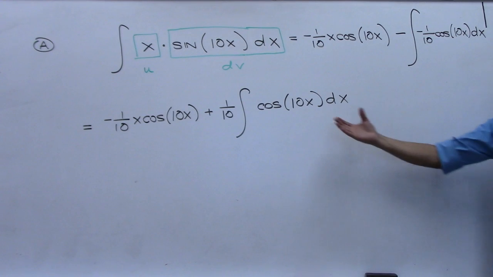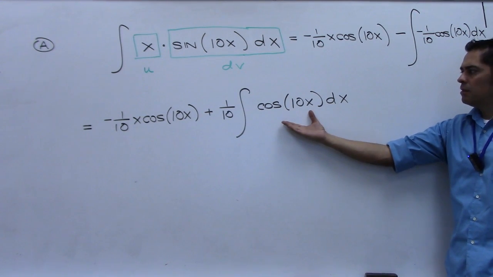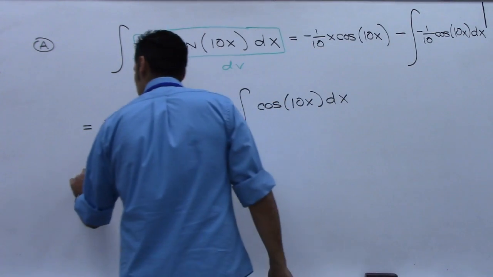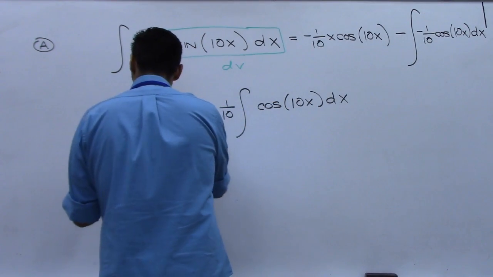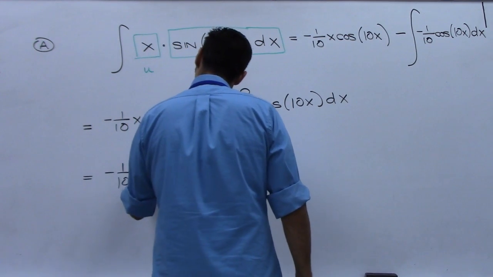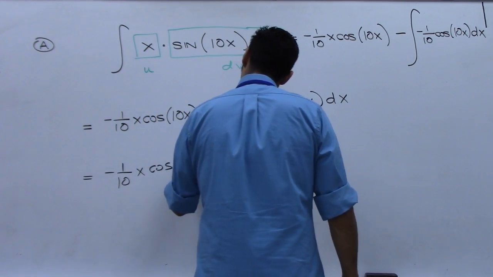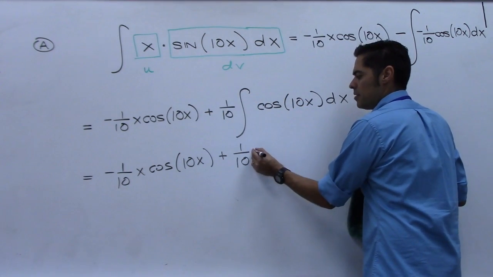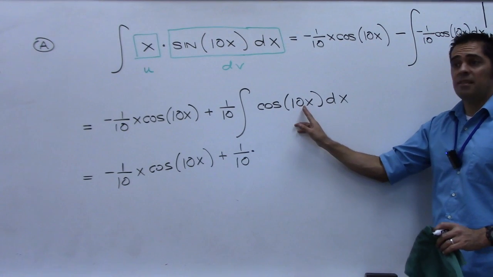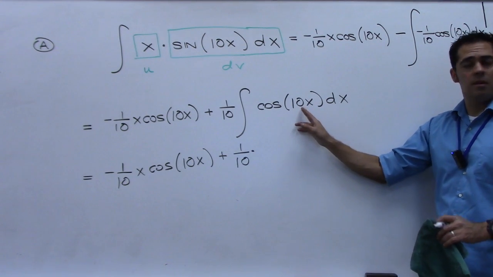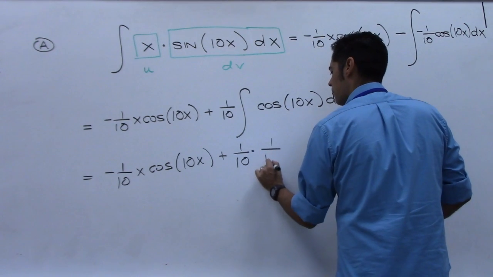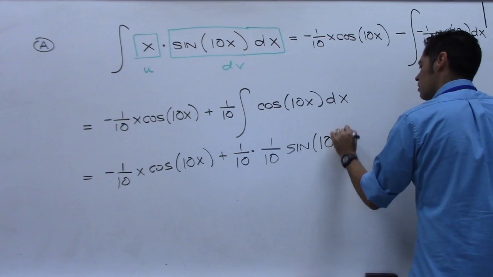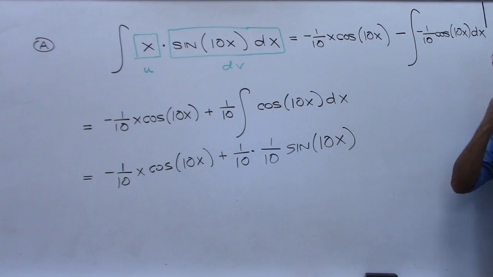Now, let's find the antiderivative of this. So this is cosine of a linear function. What is the antiderivative of cosine of a linear function? It's going to be sine, right? So here's the 1/10 here times. Because this has an a in front, you have to scale by it. So 1/10 again. Antiderivative of cosine, you said, was sine 10x, right? Plus c.